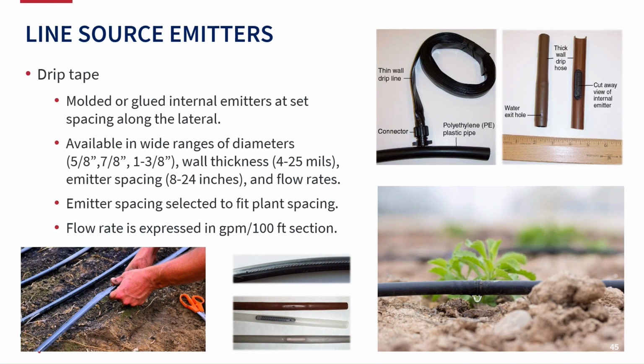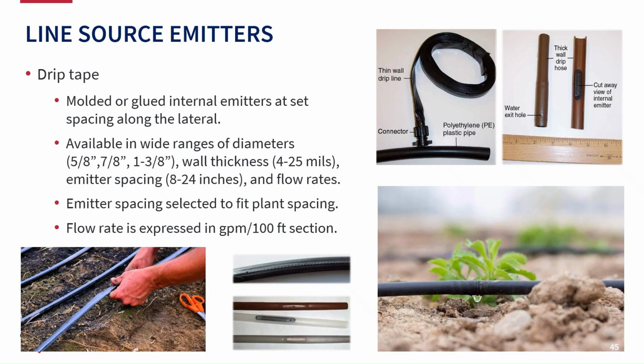Moving on to line source emitters, these can commonly be referred to as drip tapes, right? These drip tapes are thinner walled lateral lines that connect to our manifold hose. Along these drip tapes, we have molded or glued internal emitters that are set at equidistant intervals along that lateral. Drip tapes come in pretty common sizes, such as 5/8 inch, and varying wall thicknesses. These emitters can be spaced anywhere from 8 to 24 inches along the line, and based on the set pressure of our design, they may have different flow rates.